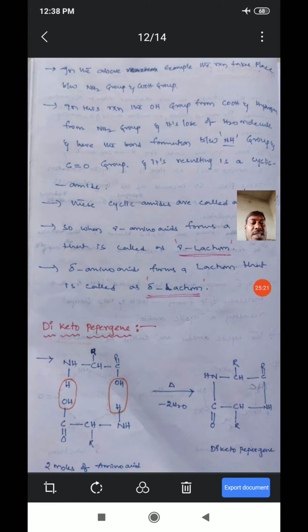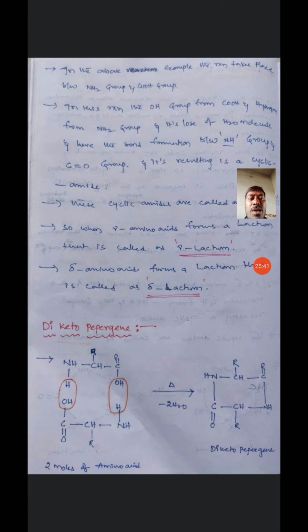In the above example, the reaction takes place between the NH2 group and the COOH group, the reaction between the amine group and the carboxylic acid group. In this reaction, the OH from COOH and the hydrogen from NH2 are lost as a water molecule, and a bond forms between the NH group and the C=O group, resulting in a cyclic amide.